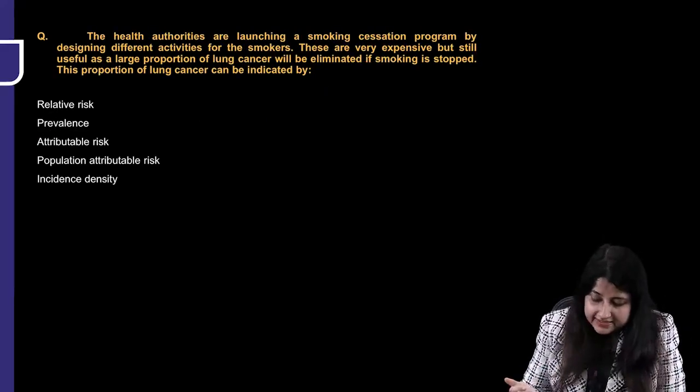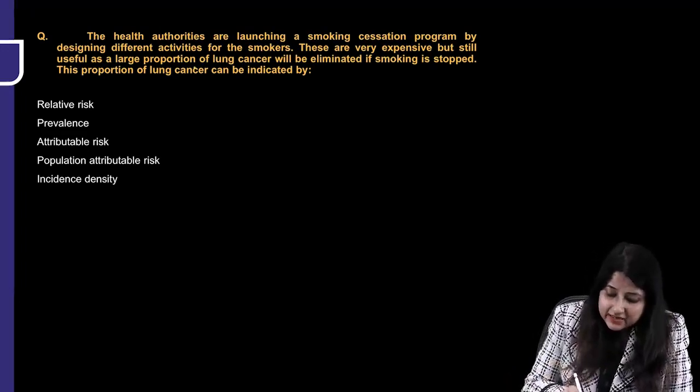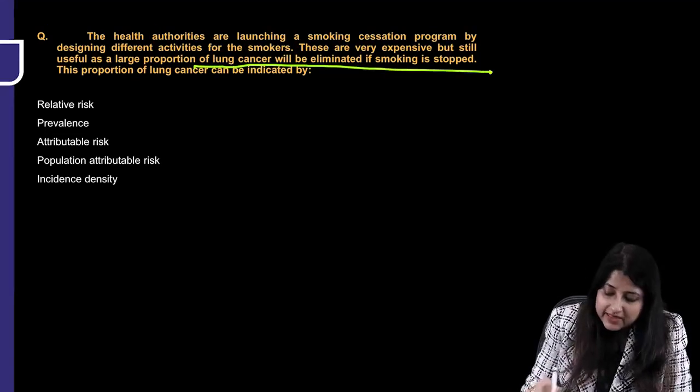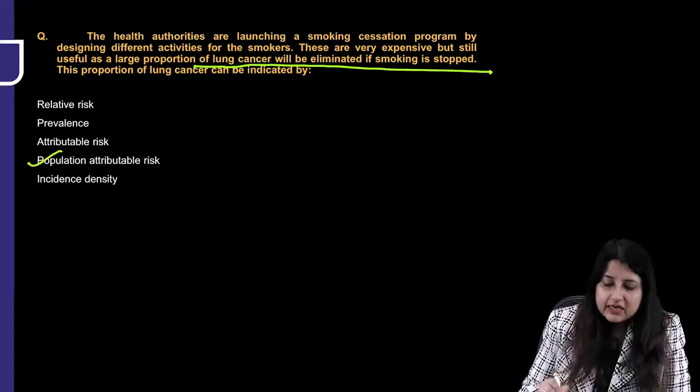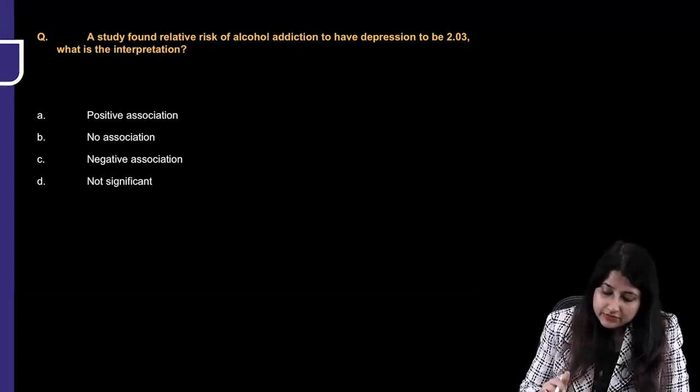The health authorities are launching a smoking cessation program by designing different activities. They are very expensive, but still see a large proportion of lung cancer will be eliminated if smoking is stopped. So what is this? Obviously a population attributable risk.